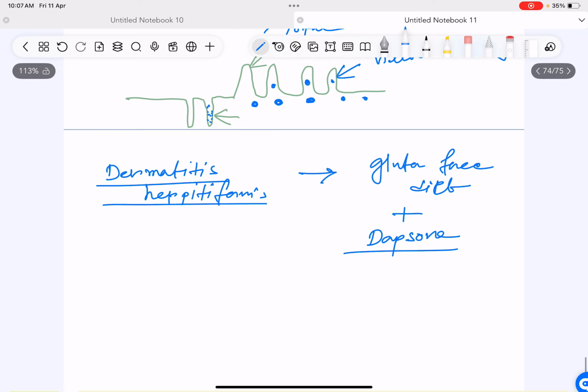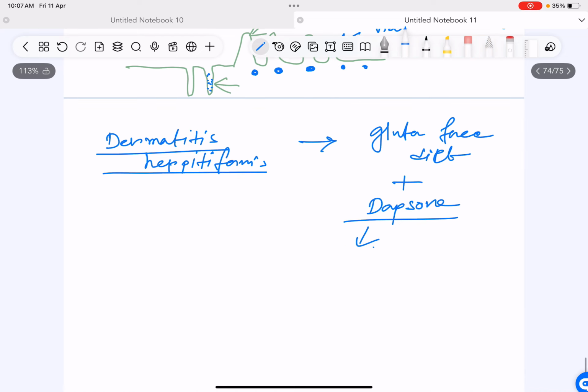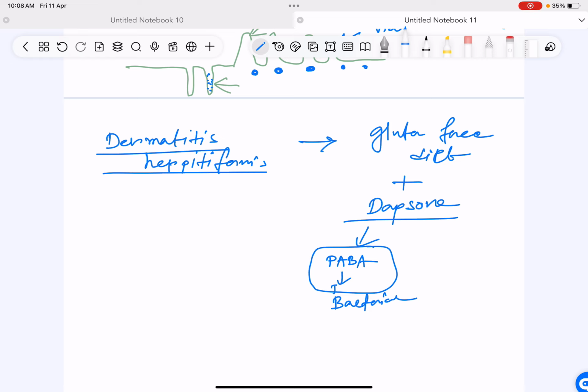What is Dapsone? Dapsone is a dihydropteroate synthase inhibitor. How it works, I'll explain. So Dapsone enters inside the cell, and this is the bacterial cell. Inside this cell we have PABA. Bacterial cells produce folic acid from PABA directly. FA, I'll write in short, stands for folic acid. So they produce folic acid directly from PABA, but humans cannot.